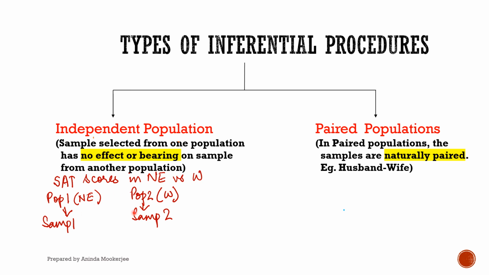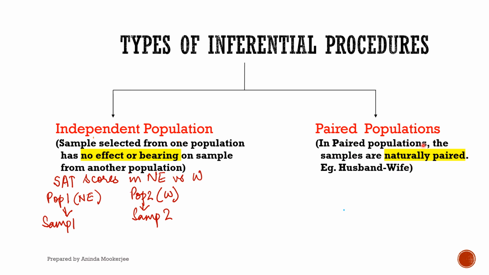The items or the people in these samples have no natural relationship. They have no effect on each other. They are completely independent of each other. They don't even know each other. So that's what independent population is about. Paired populations, on the other hand, are samples where there is a natural relationship.